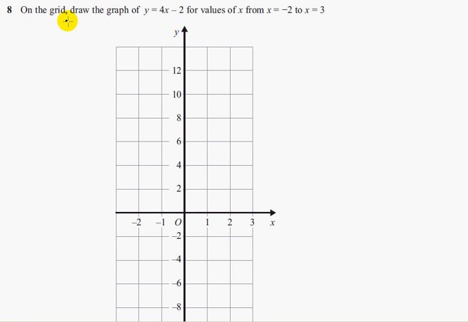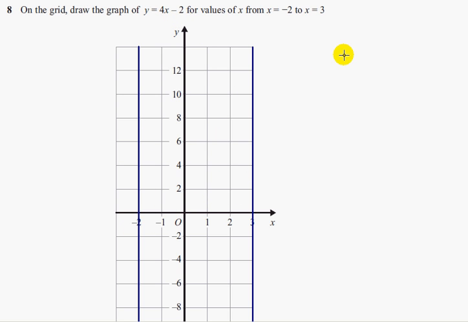Question 8. On the grid, draw the graph of y equals 4x minus 2 for the values of x from x equals minus 2 to x equals 3. So x equals minus 2 is here. Just going to draw a temporary line in there. And x equals 3 is here. So they only want the line y equals 4x minus 2 between these two blue lines here.